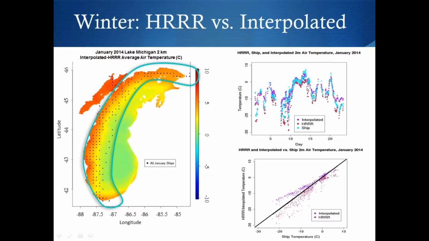That compares well with what we saw overall in the Great Lakes, where HRRR had a cold bias in the winter compared to ships, and interpolated had a warm bias. Also, if you look at the bottom plot, this is a one-to-one plot between the HRRR and interpolated temperature and the ship temperature. You'll notice that HRRR tends to fall below this line and interpolated tends to fall above it, especially in the wintertime. That just reinforces the biases that we found.